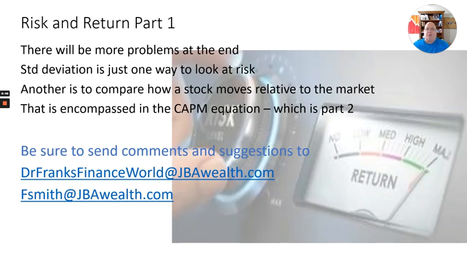The standard deviation is just one way to look at risk. Keep that in mind. Another is to compare how the stock moves relative to the market, and that is called CAPM, Capital Asset Pricing Model, which of course is what part 2 is about.